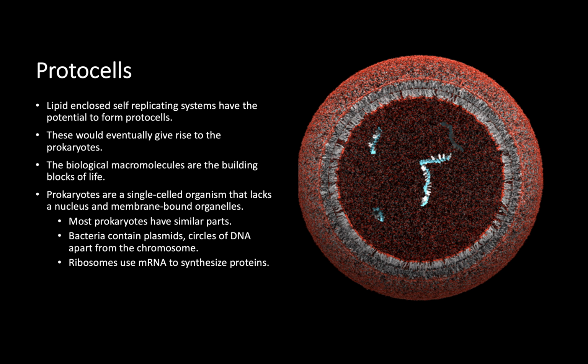Prokaryotes are single-celled organisms that lack a nucleus and membrane-bound organelles, which we knew from previous slideshows at the beginning of this course. Most prokaryotes have similar parts. Bacteria contain plasmids, which are circles of DNA apart from the chromosome, and ribosomes use mRNA to synthesize proteins.